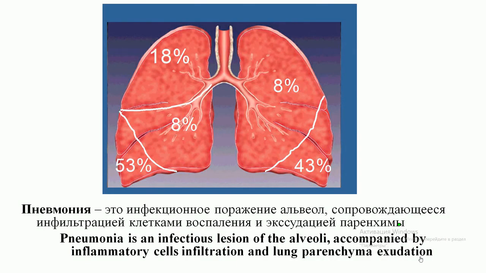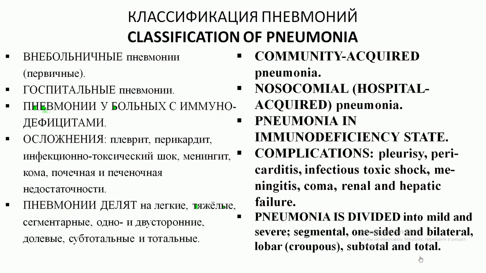Pneumonia is an infectious lesion of the alveoli, accompanied by inflammatory cell infiltration and lung parenchyma exudation. Classification of pneumonia: community-acquired pneumonia, nosocomial hospital-acquired pneumonia, pneumonia in immunodeficiency state. Complications: pleurisy, pericarditis, infectious toxic shock, meningitis, coma, renal and hepatic failure. Pneumonia is divided into mild and severe, segmental, one-sided and bilateral, lobar, subtotal and total.